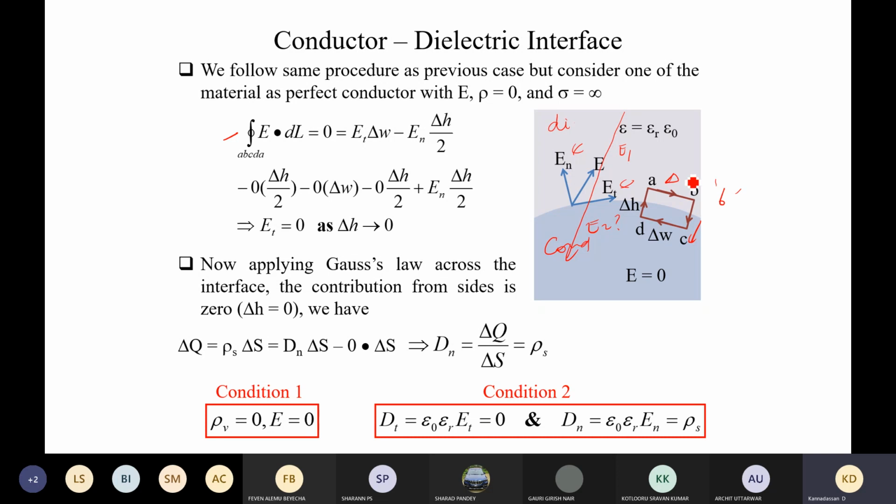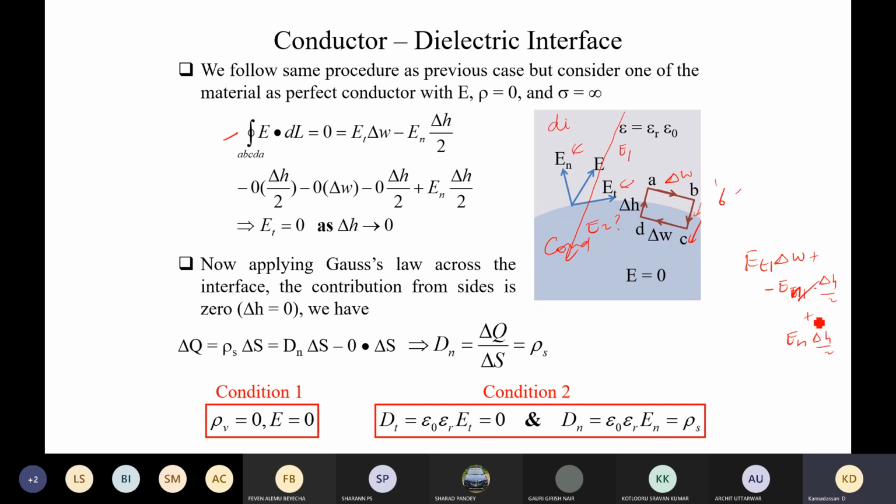So this is in the loop ABCD. The current flow is along AB, that is del W, which gives E tangential del W, plus this half, which is towards the opposite direction, so you will get minus E normal 1 into del H by 2, and plus E normal 2 into del H by 2.